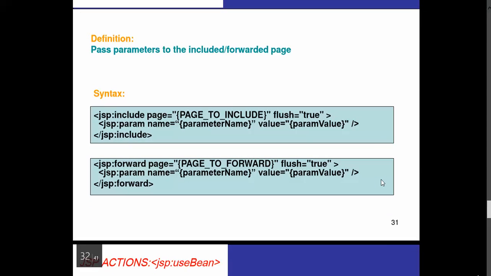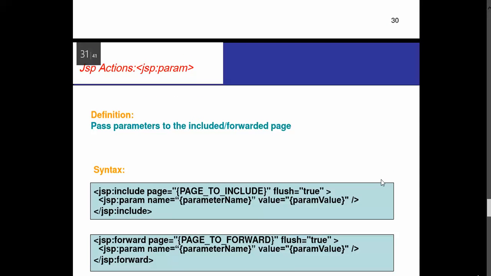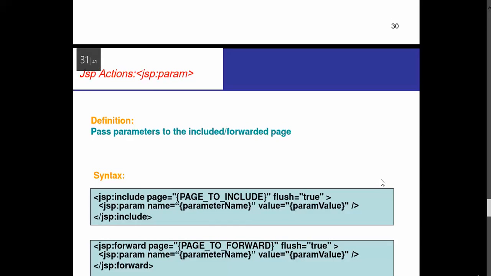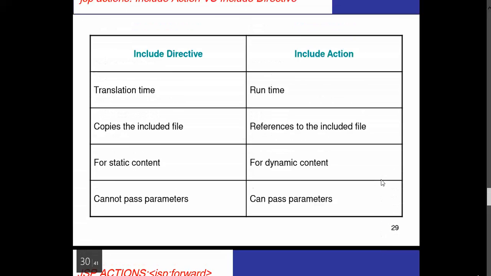So we have discussed three JSP actions: include, forward, and param. These are the three important actions.